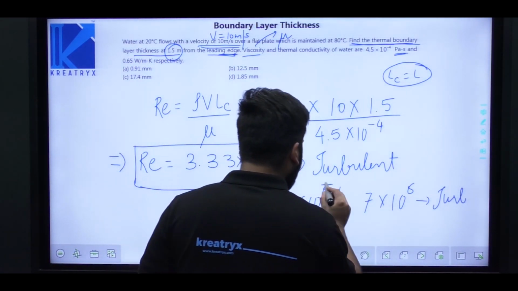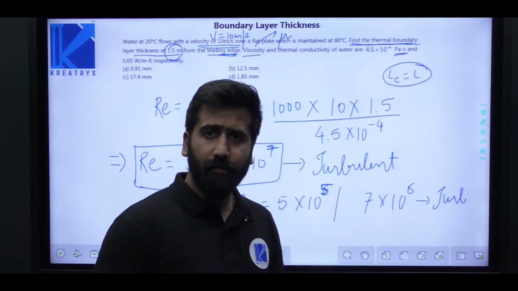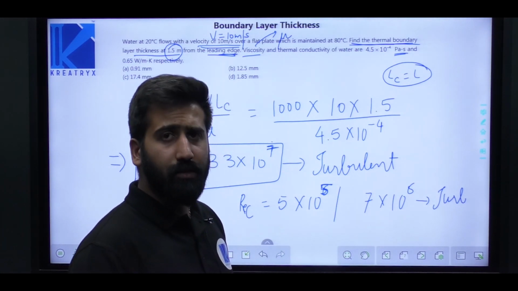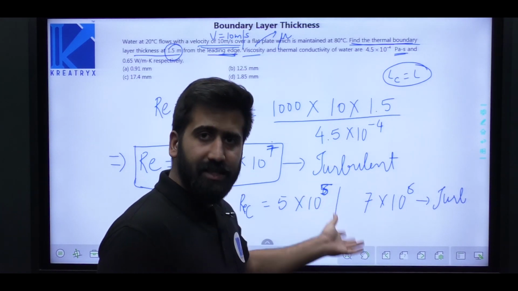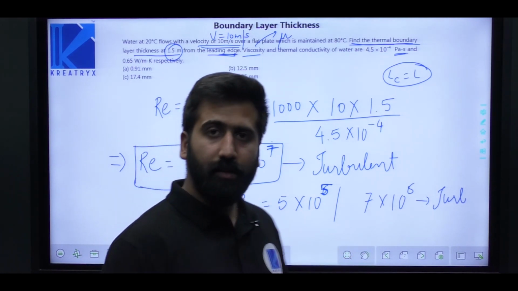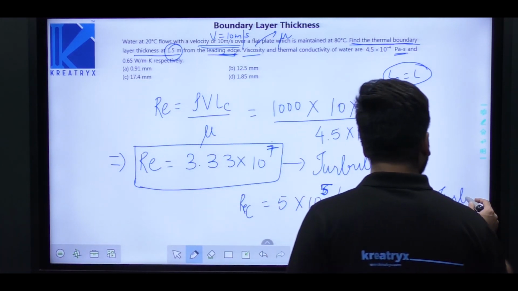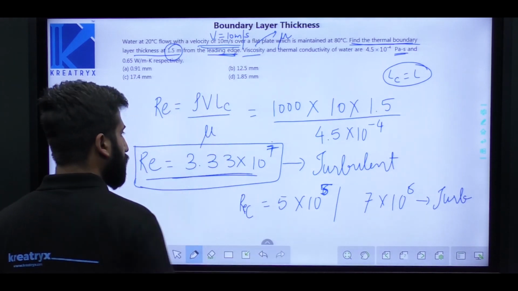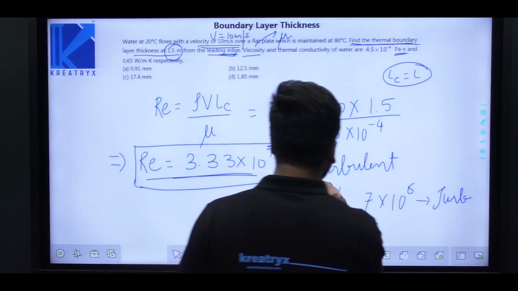In some books, it is written that the critical Reynolds number is 5 into 10 to the power 5. Below that, the flow is laminar, and above that, the flow is turbulent. But in some books it is written that if the Reynolds number is less than 5 into 10 to the power 5, then it is laminar, and if it is greater than 7 into 10 to the power 5, then the flow is turbulent. But in our case, this Reynolds number is greater than both the numbers, so this flow is turbulent.